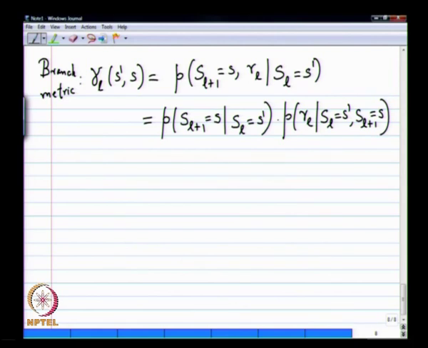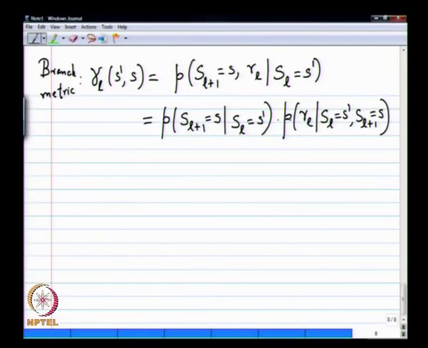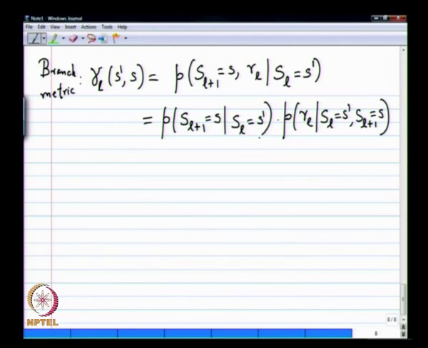This is correct. The expression is correct. What use is this? What about this term, S comma S prime? Remember, it's just a trellis. Always think in terms of the trellis.